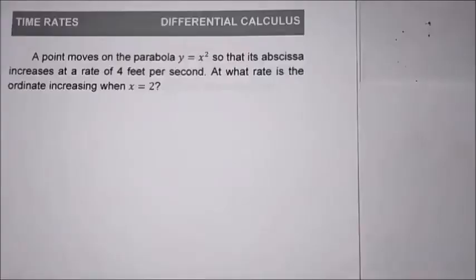So let's have our given. A point moves on the parabola y equals x squared, so that its abscissa increases at a rate of 4 feet per second. At what rate is the ordinate increasing when x equals 2? So we have a given equation and that would be y equals x squared.